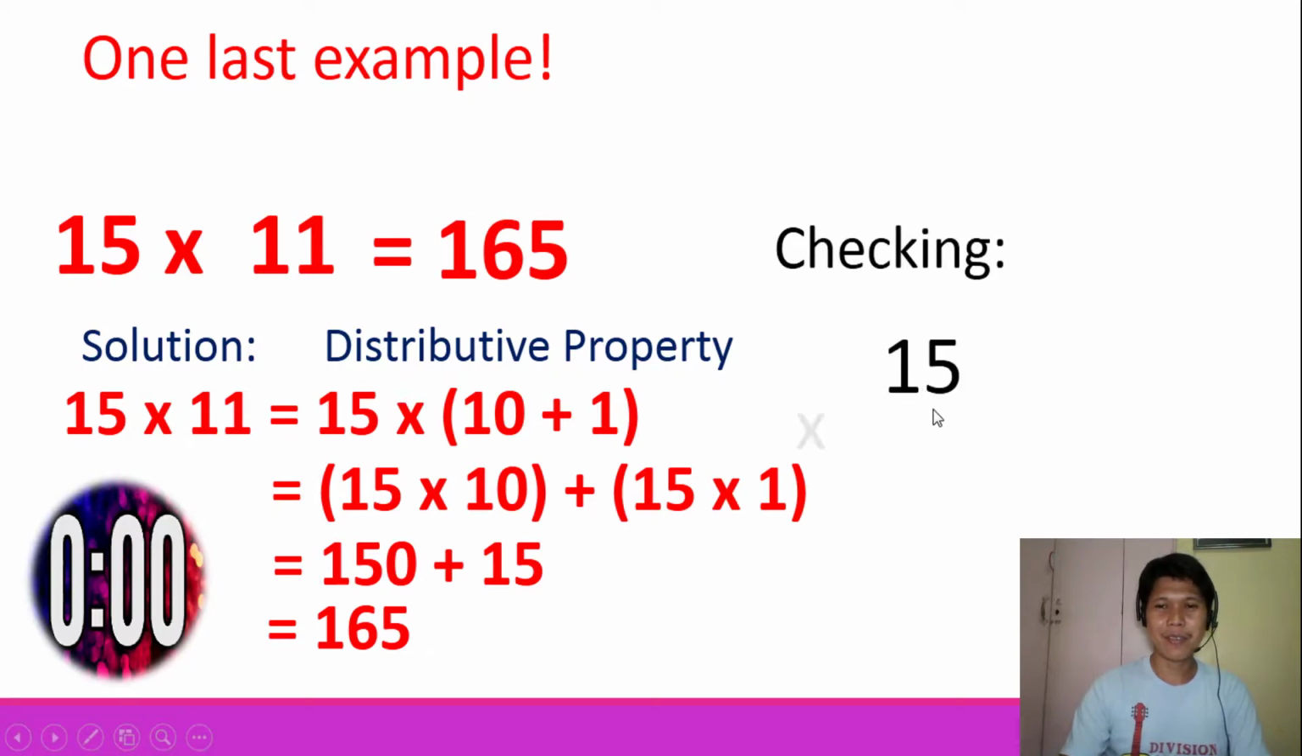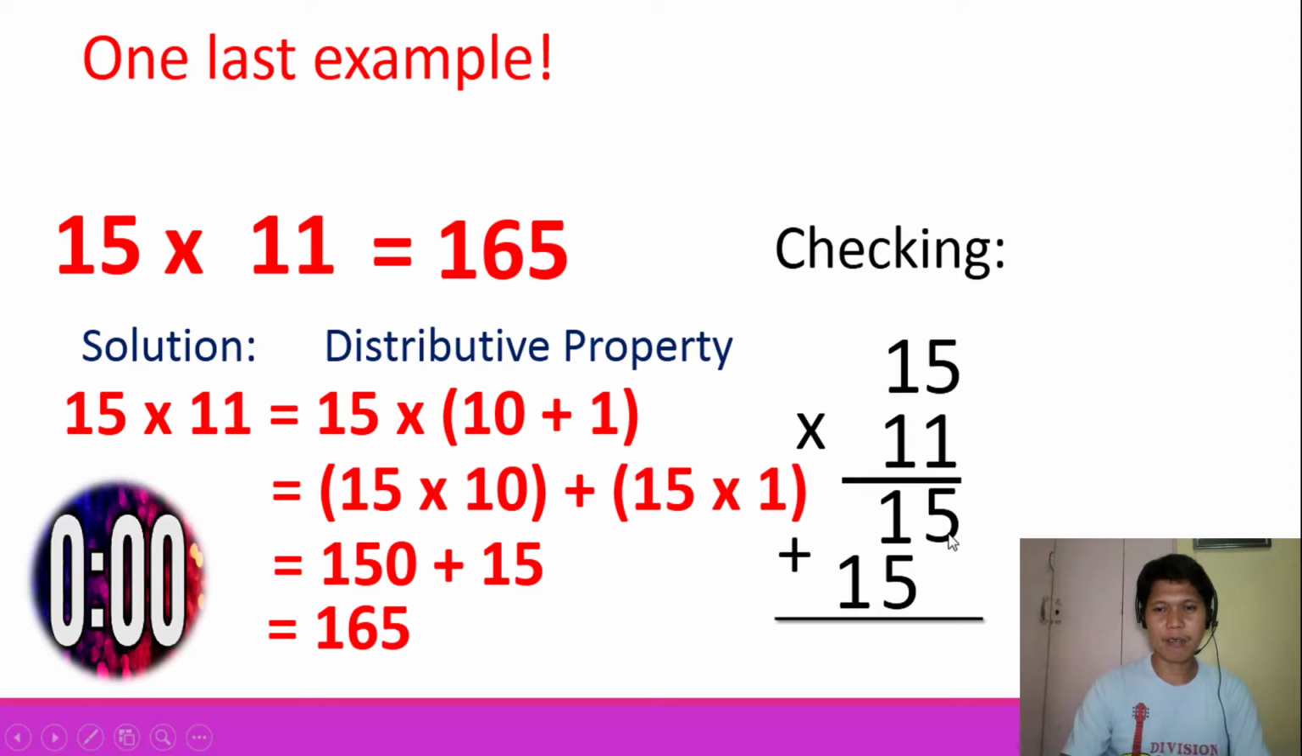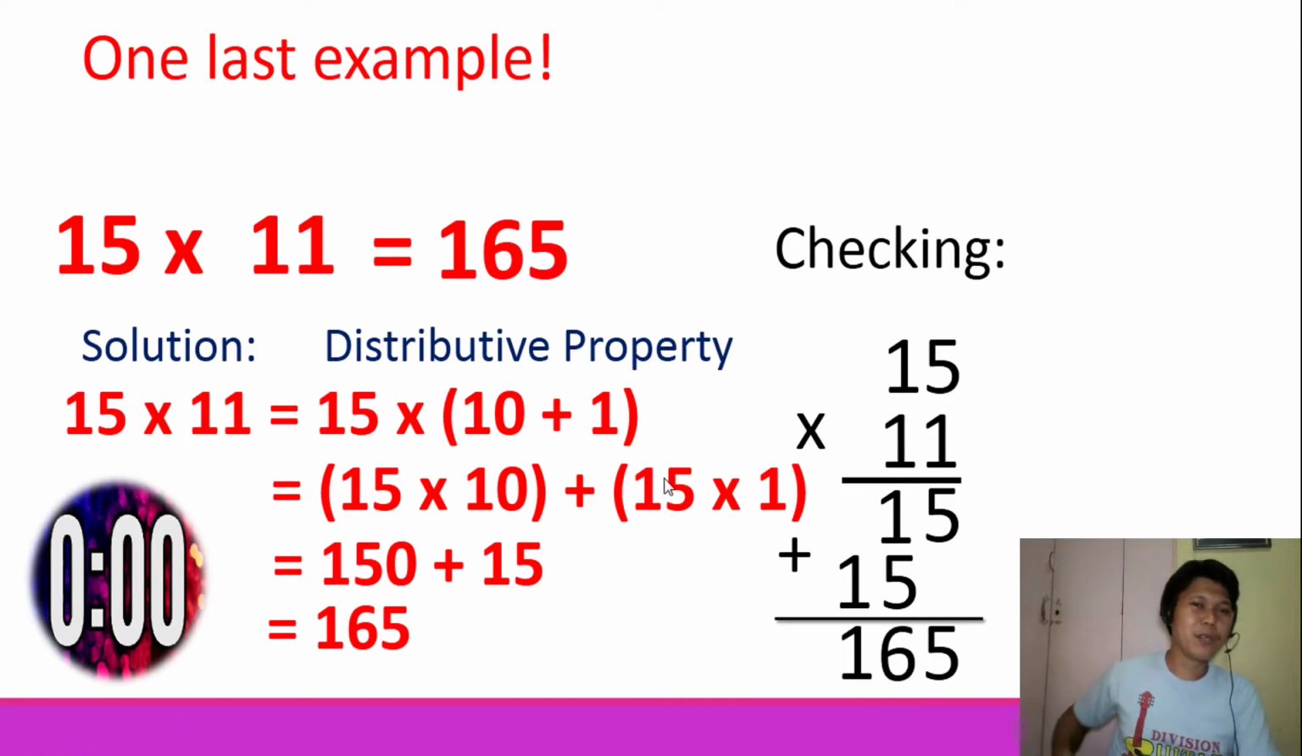Okay, let's try to check. 15 times 11. So 1 times 5 is 5, and then 1 times 1 is 1. Then add, bring down 5. 1 plus 5 is 6, and bring down 1. If you can still remember, I discussed with you the technique in multiplying by 11, a shortcut. You just copy this 5, and then add these two numbers. 1 plus 5 is 6, and then copy the 1, the other one. So 165. Okay? You still remember that one?